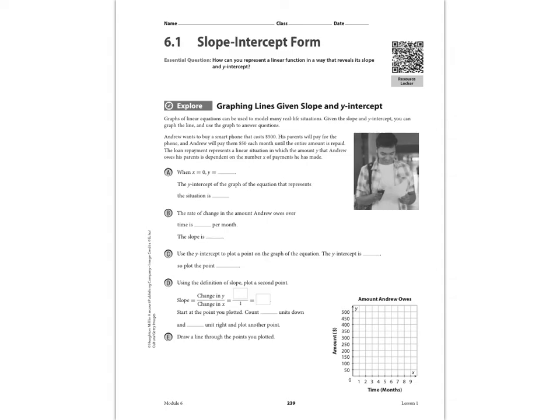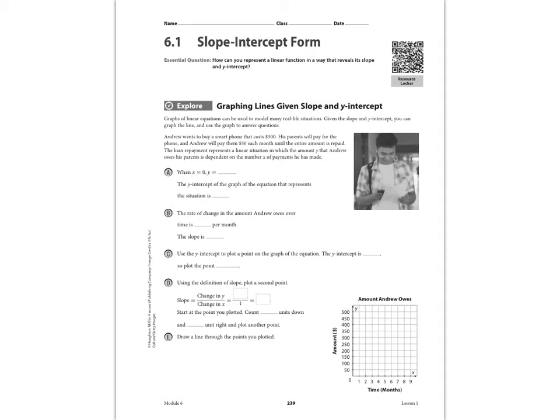Hello there. This lesson is 6.1 Slope-Intercept Form, and the essential question is how can you represent a linear function in a way that reveals its slope and y-intercept. And we talked about what slope and y-intercept look like and what they represent, either on a graph or in a word problem. We did all of that in Module 5.